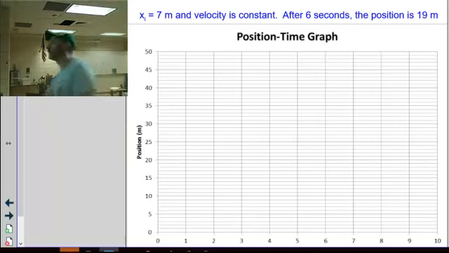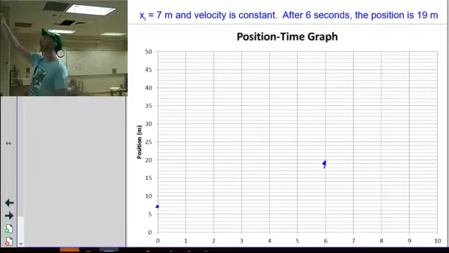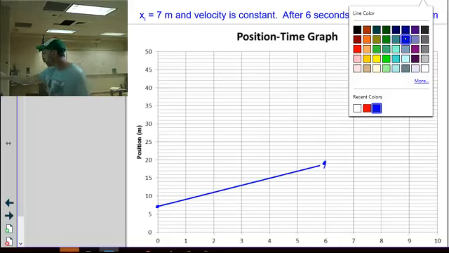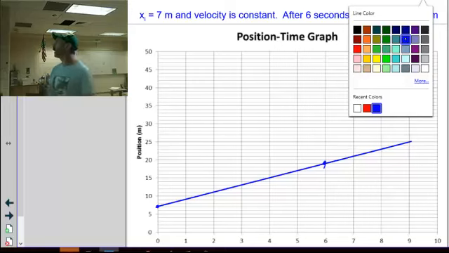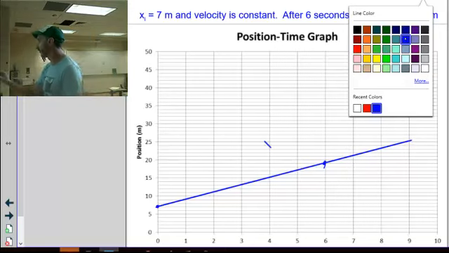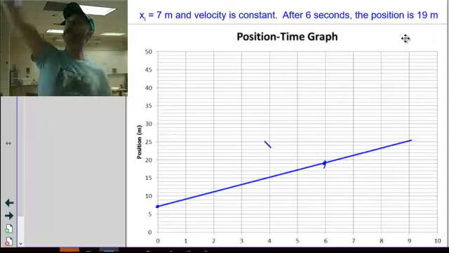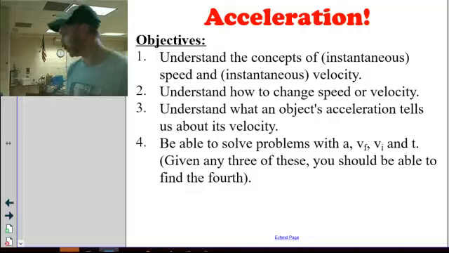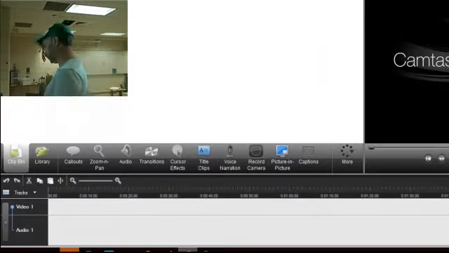So this one's basically the same thing. Your starting position is 7 meters. After 6 seconds, the position is 19. So just, you know, go over here. Oh, I don't know why it's 6 seconds again. That's a weird coincidence. This graph is almost impossible to read. There you go. And then just connect the dots again. So here we go. All right, and you could obviously, now that you've got this, you could definitely find your slope. And therefore your velocity. All right, next video, acceleration.